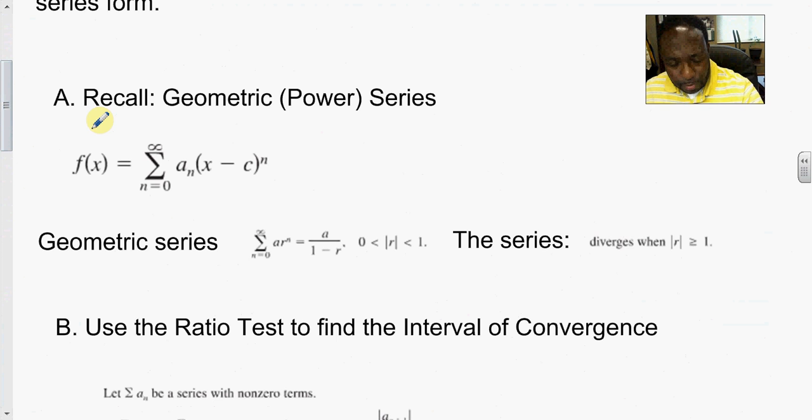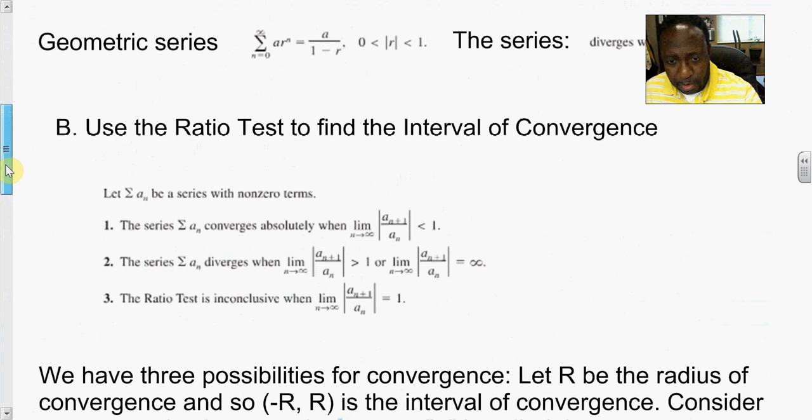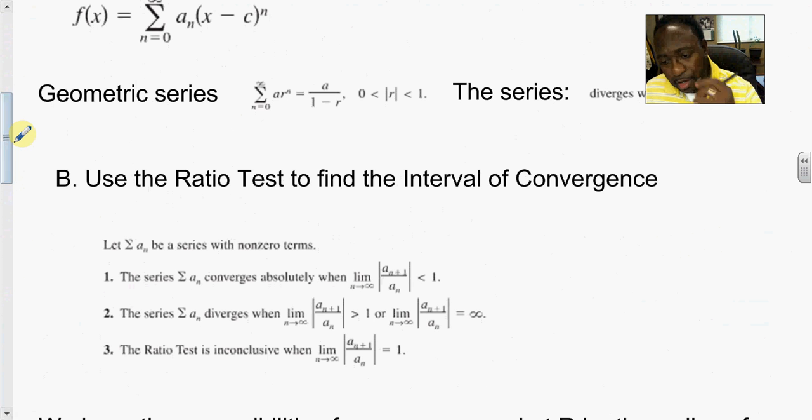So Part A, recall the geometric series. The geometric series, we said, is convergent to a divided by 1 minus r if the absolute value of r is between 0 and 1. The geometric series diverges when the absolute value of r is greater than 1. Now, you recall that for the power series to be convergent, there's going to be something less than 1, and for the power series to be divergent, it's going to be greater than 1. Let me tell you where that comes from.